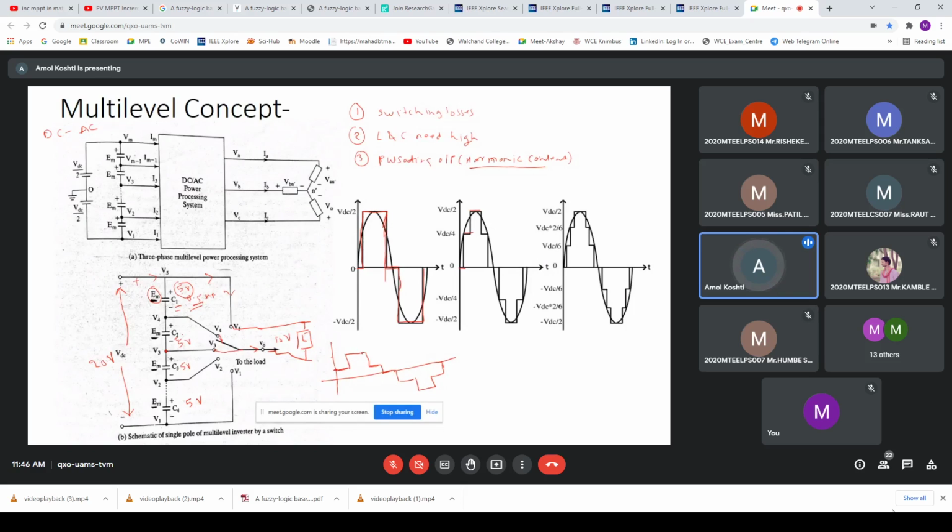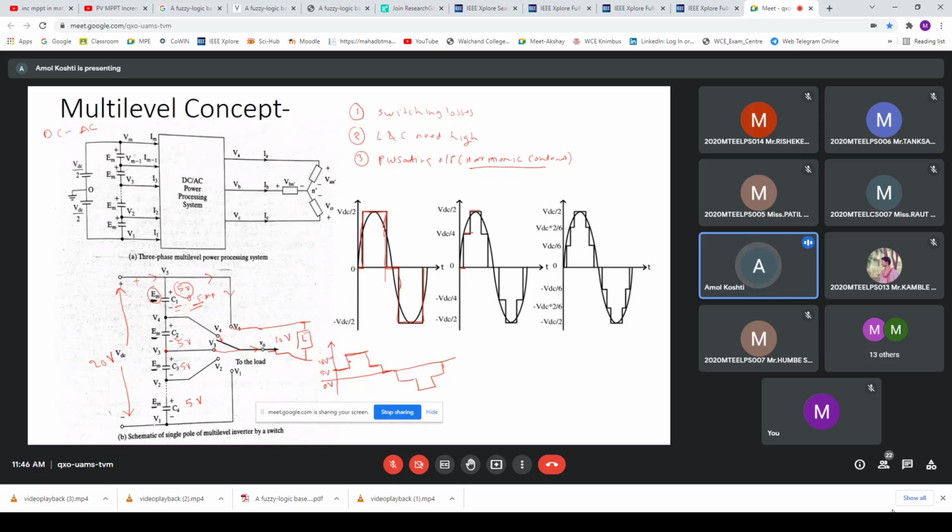Now just see this. This is the multi-level output. So what is the level? This is the first level, 10 volt is here. This is the second level, which is 5 volt, and this is the third level, which is 0 volt. So this is a 3 level output now produced.